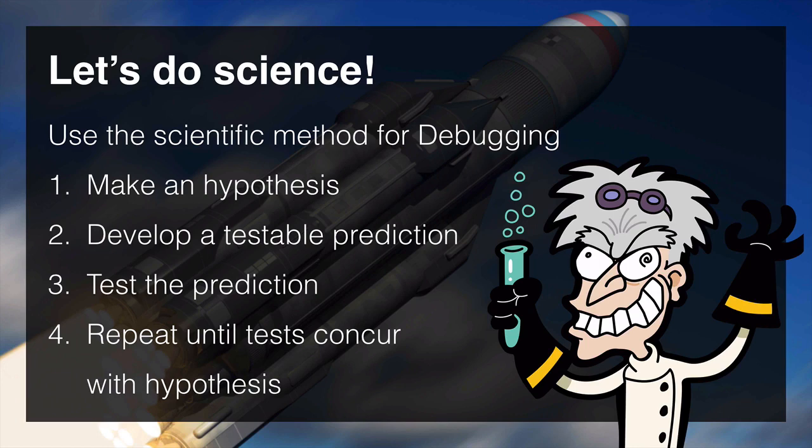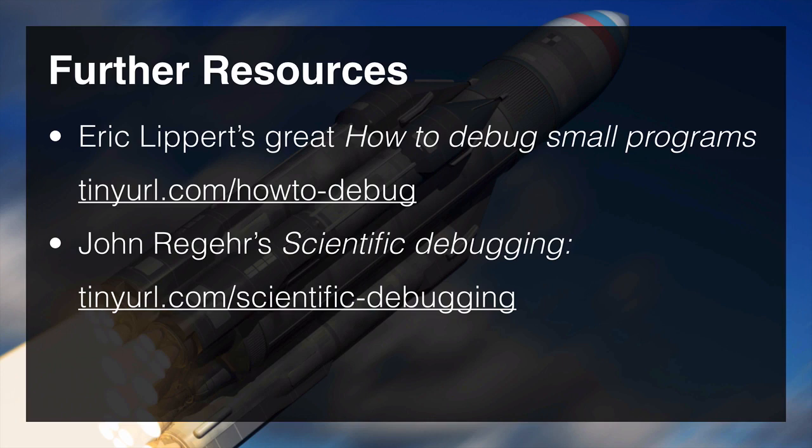The scientific method is really what you're going to be using for debugging your program. So don't forget, this scientist is the guy who can debug your code. At least it'll be what you look like after a crazy bug, I'm sure. So that is how to debug small programs.